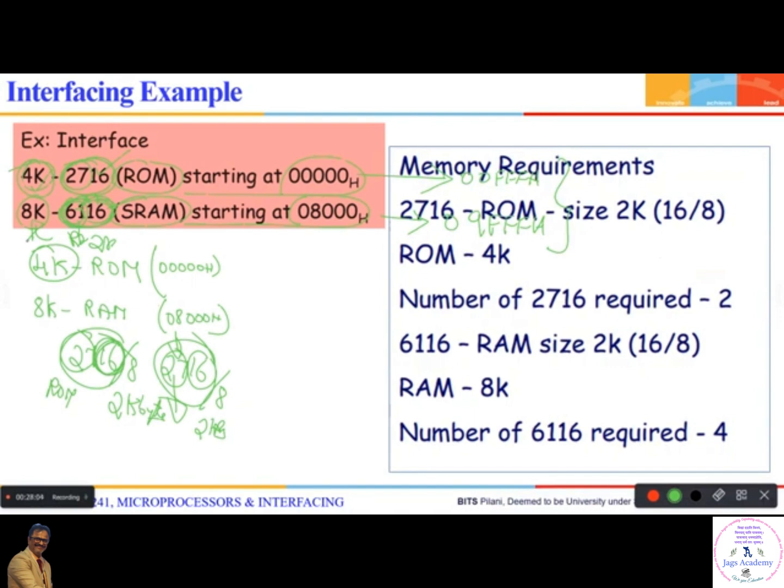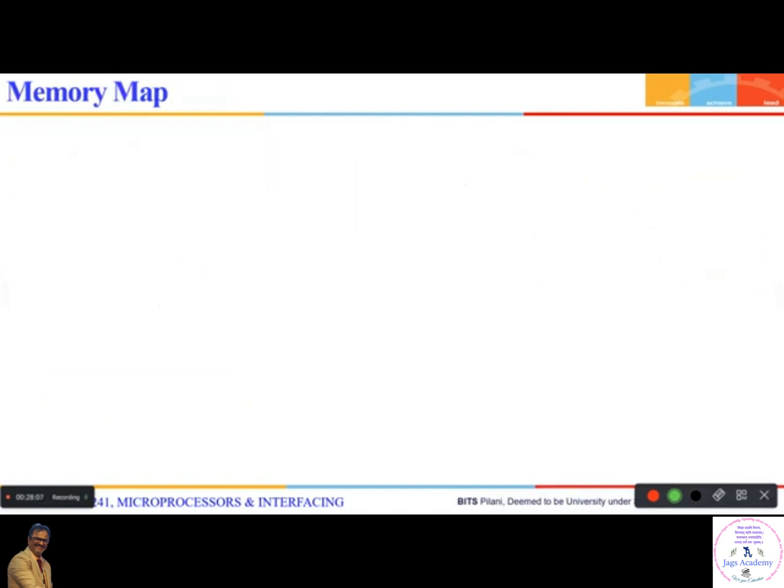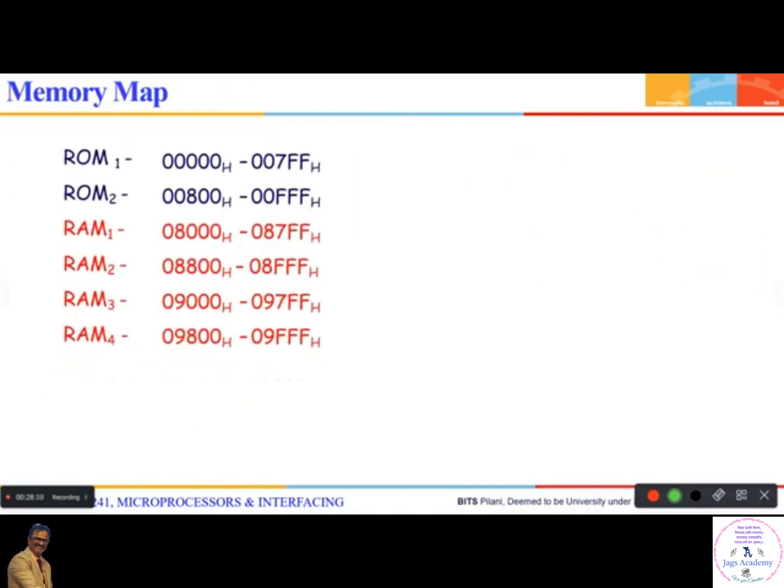Now how do you get the address map like you did last time? How many ROMs are required? 2 ROMs, right? So you can write like this. The ROM requirement is starting from address 00000H to 00FFFH, but you have to use 2 chips, ROM 1 and ROM 2. What is the range of ROM 1? This is 2K and this is 2K, and the requirement is 4K. Now can you tell me what is the starting address?